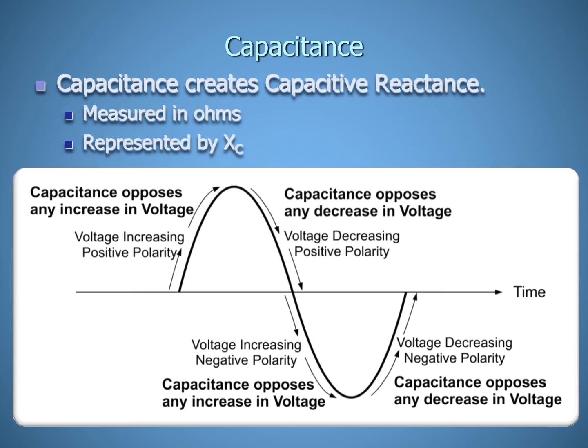As capacitance opposes voltage, it also results in a lower overall amperage, since if I have less voltage, I will have less amperage according to Ohm's law. This is called capacitive reactance. It is measured in ohms and is represented by Xc.